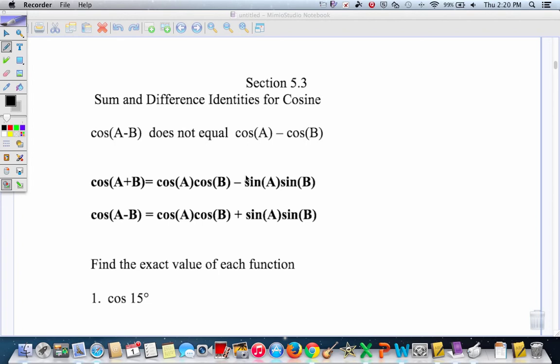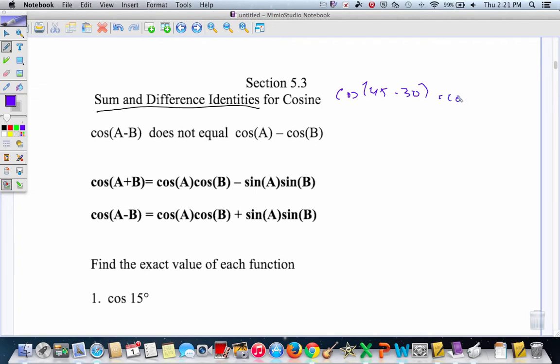Here in section 3, we have the sum and difference identities for cosine. First thing to note is that the cosine of a minus b, or the cosine of 45 minus 30, does not equal the cosine of 45 minus the cosine of 30.